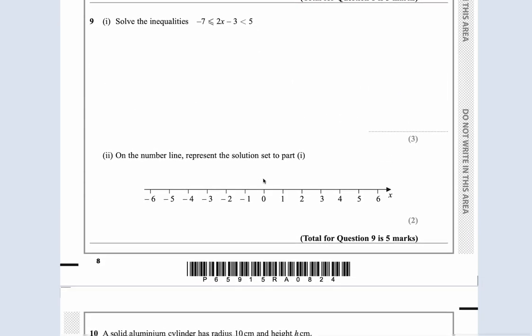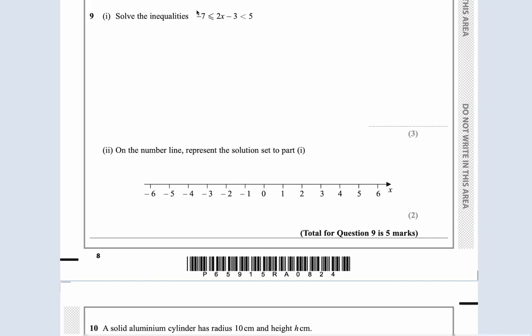Okay, question 9. Solve the inequalities. Okay, so you can solve these together, guys. We're going to add 3 to this, which is minus 7 plus 3 is minus 4. We're going to add 3 to this. 5 plus 3 is 8. Then I divide this by 2. Minus 4 divided by 2 is minus 2. And 8 divided by 2 is 4. Just make sure you keep the same signs. So it's minus 2 less than or equal to x less than or equal to 4.